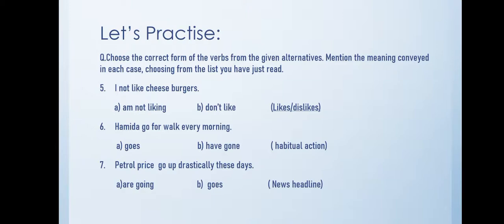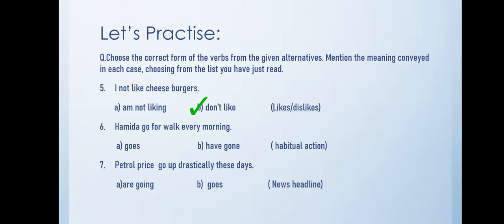Here number 5, I not like cheeseburgers, and it's likes and dislikes. We know for likes and dislikes, we have to choose simple present tense. So which option are you going to choose? Option B, I do not like cheeseburgers.